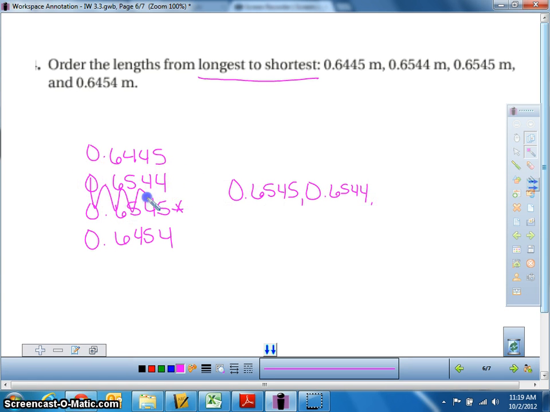Now that I'm done with these 2, I need to see which one is the biggest out of these 2. So they both have a 6, they both have a 4. Oh, one's a 5, one's a 4. This one is going to be the bigger of the 2, so I'm going to put 0.6454. And last but not least, we have 0.6445. And all of these were meters, so I can go ahead and put my meters back in if I really feel the need to. But we just ordered and compared these.